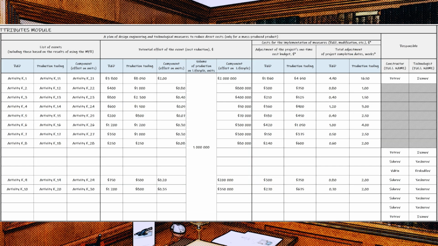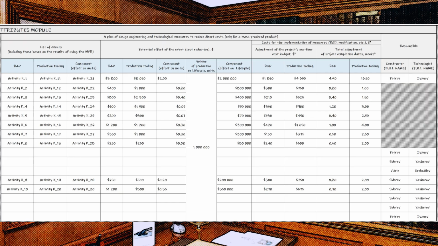The next block of this BOM module is called Plan of Design Technological Measures to reduce direct costs, serial products only, and contains a number of basic reference sub-blocks. The main sub-block of this block includes a list of measures and the potential effects of the event, cost reduction, containing respectively a list of measures to reduce R&D costs, production equipment, and product components.